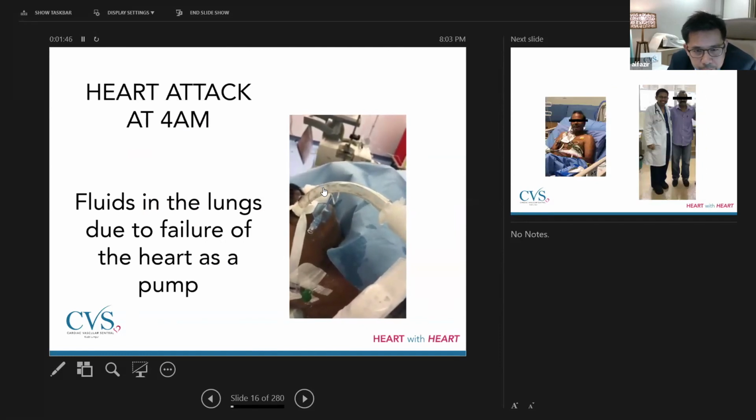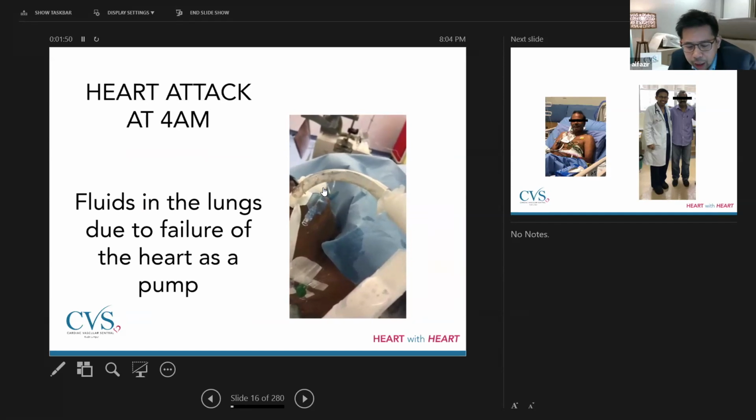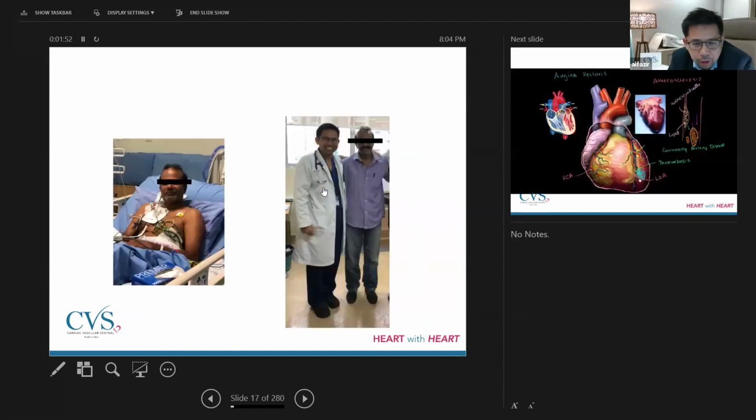you can see when the heart is really bad, his lungs are full with fluids because of the failure of the heart. But he did very well as well, did primary angioplasty and is doing very well in clinic.